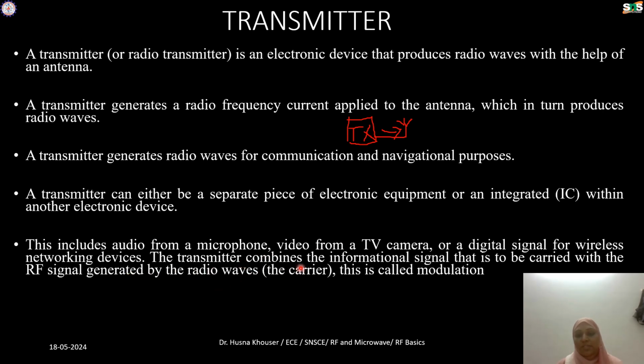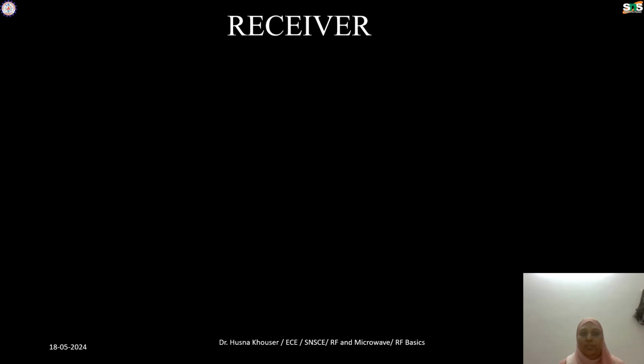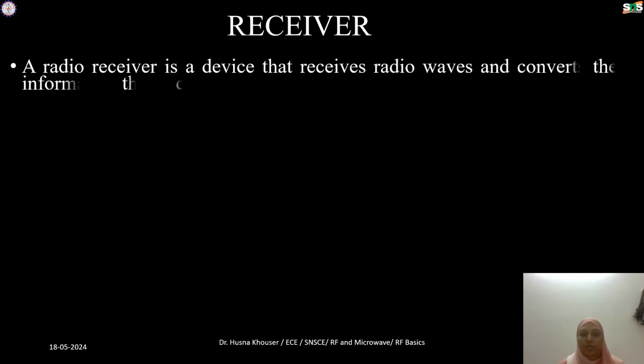This transmitter combines the informational signal that is carried with the RF generated by the radio wave, that is called the carrier wave. So the information signal is generated and then the carrier wave is combined, that we call modulation. This carrier frequency wave we can discuss in the oscillator block. Receiver. A radio receiver is a device that receives the radio waves and converts the information that is carried by them into a usable form.